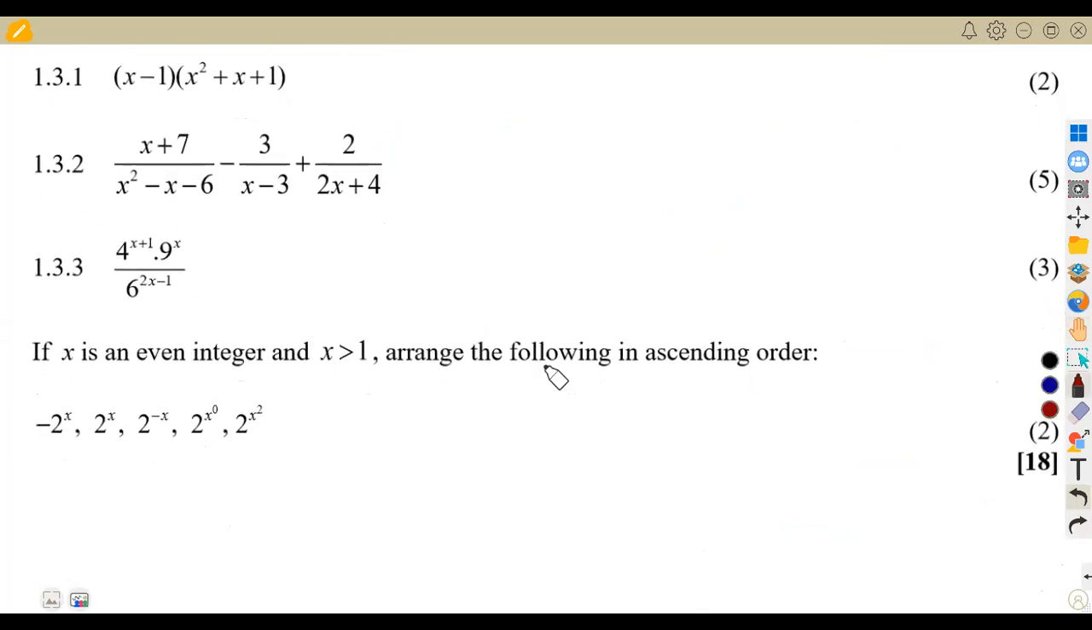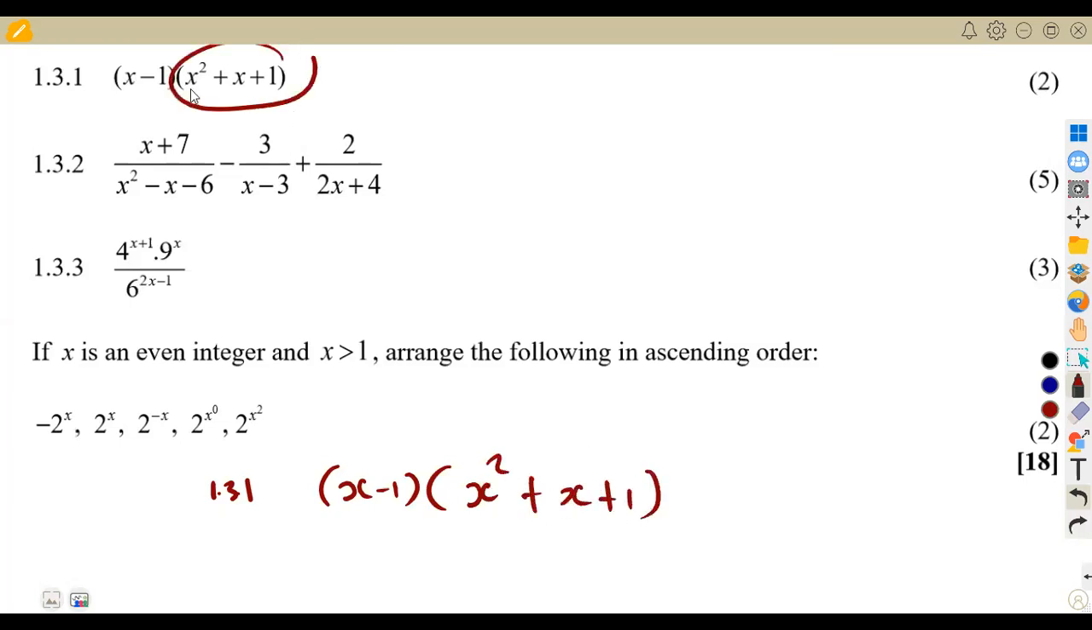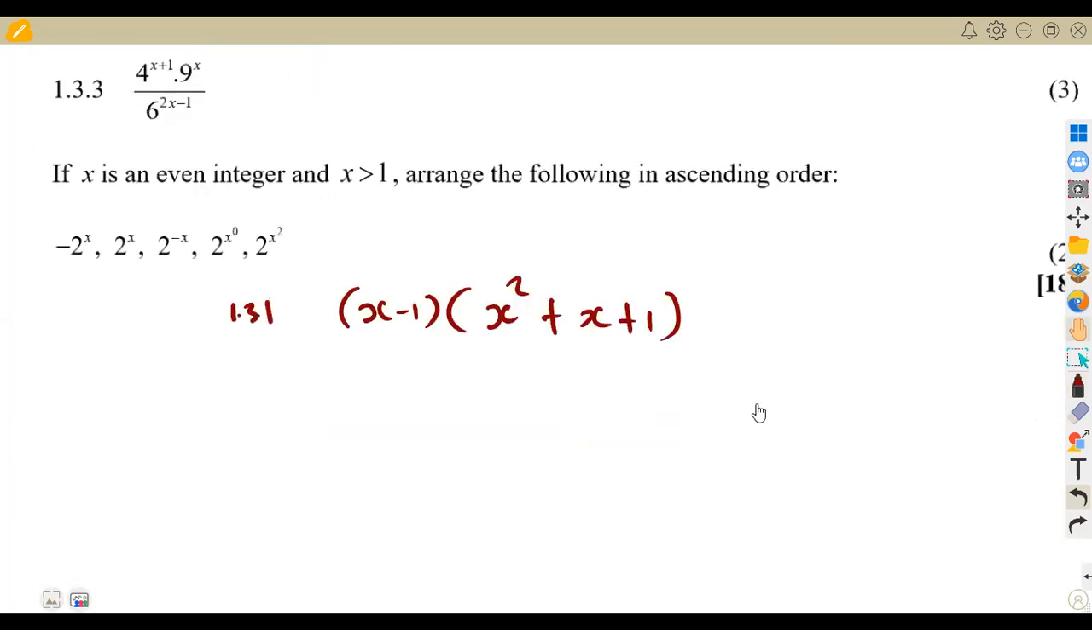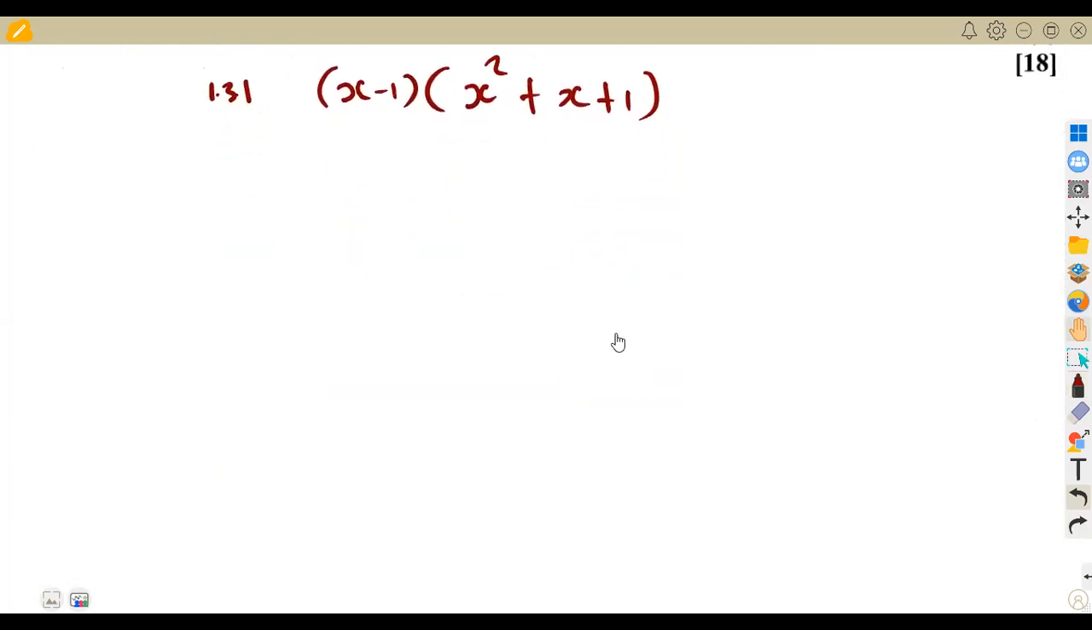How can we simplify this? We have to expand the brackets. So that's 1.31, whereby we are given x minus 1 into the bracket of x squared plus x plus 1, which is the whole of this bracket that we have. So remember, in order for you to simplify, you have to ask yourself, this is something that is already factorized. So meaning to say to simplify is the opposite of what is done. That is, you are supposed to expand the brackets. So the question was supposed to be expand the brackets. That was supposed to be the question.